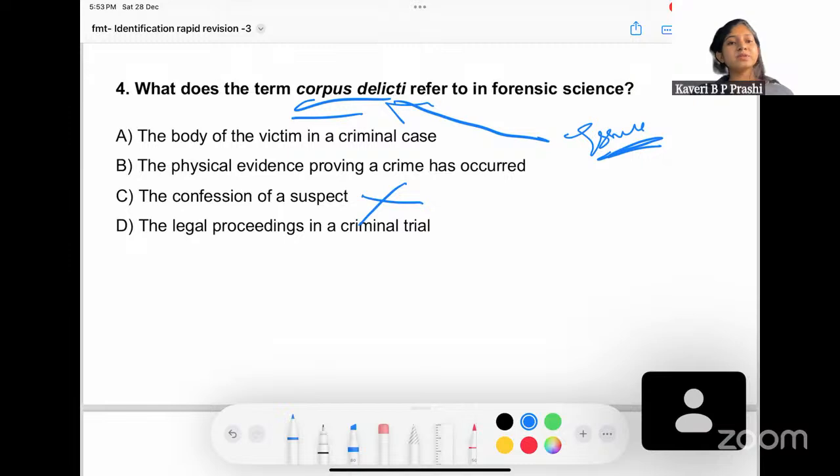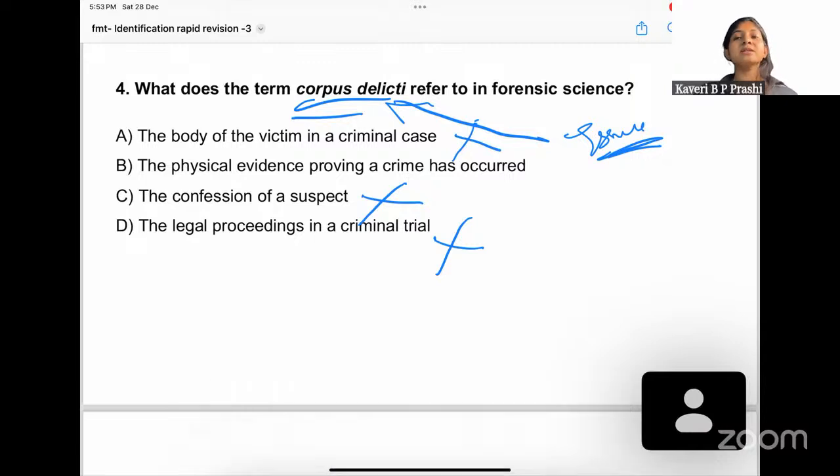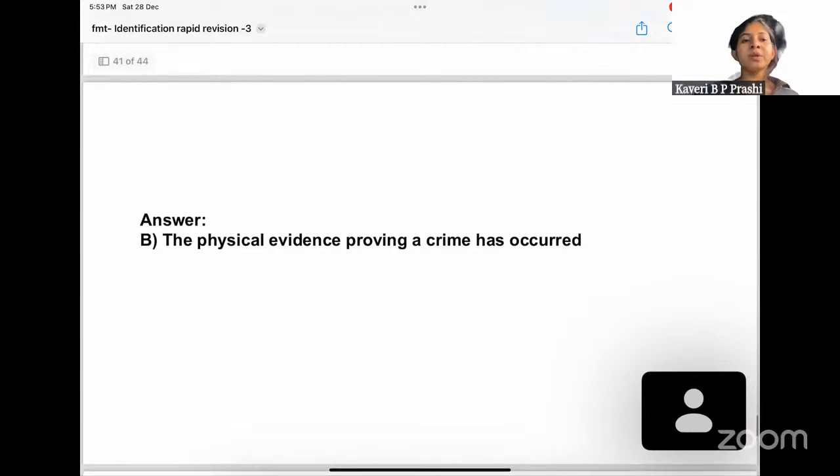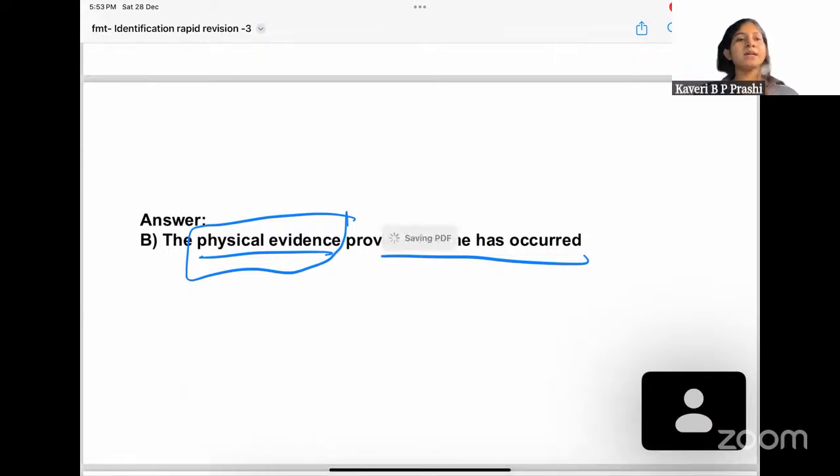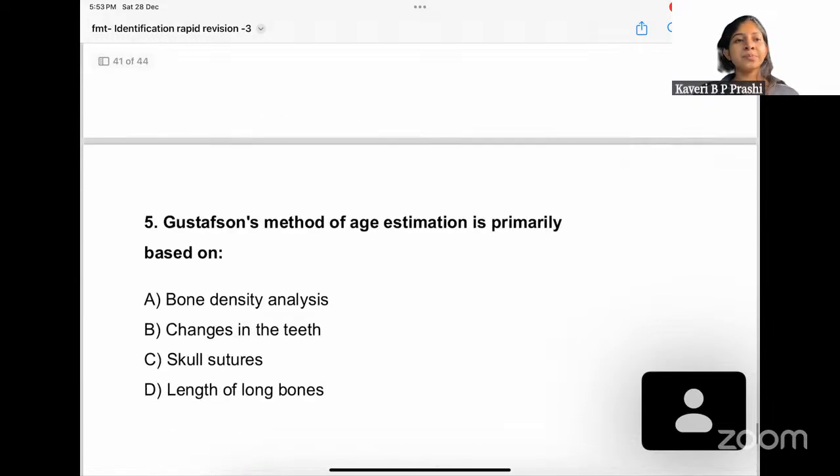D, the legal proceedings in the clinical trial. No, those are the procedures of court. So A, the body of the victim in the criminal case. No, it is the other things, the surrounding things, whatever proves that the injury or the death has occurred. So the right answer is option number B, the physical evidence proving a crime has occurred. This physical evidence, which is the essence of the crime, is called corpus delicti. Now coming to the last MCQ of today.